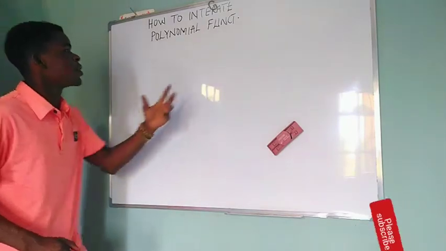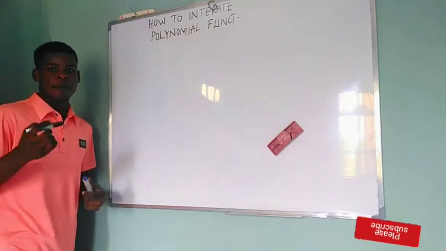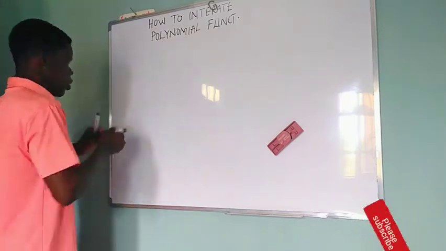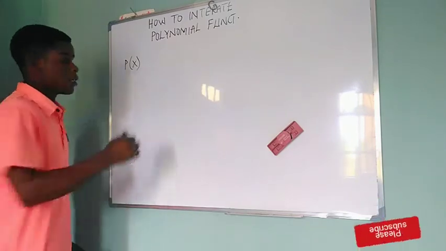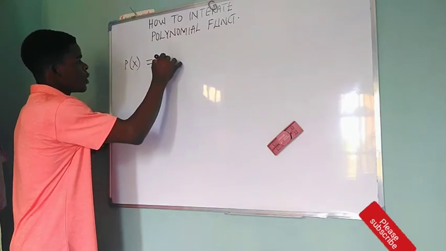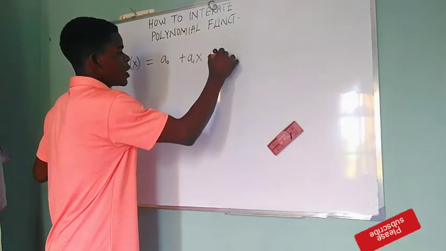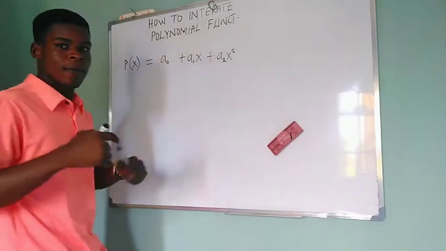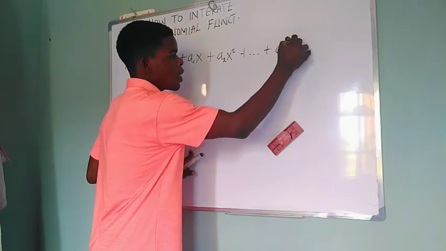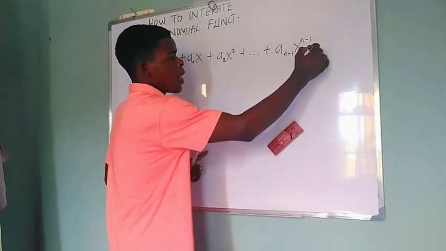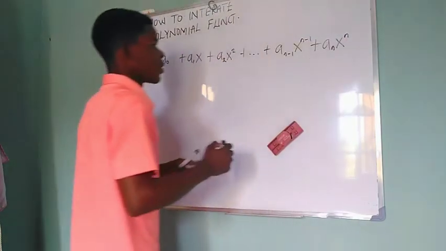Now here we want to learn how to integrate a polynomial function. Well, let me show you what a polynomial function looks like. If you have a polynomial function of an independent variable x, it is defined to be equal to a0 plus a1 x to the first power plus a2 x to the second power and so on, plus an minus 1 x to the n minus 1 power plus an x to the n power.